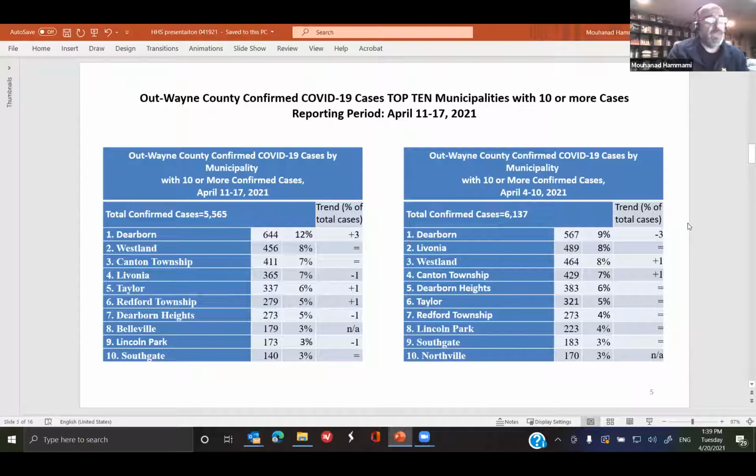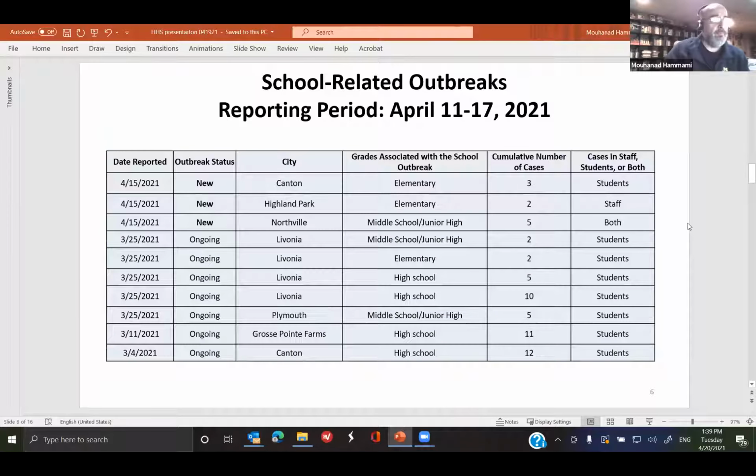3% each. And then as far as the school-related cases or outbreaks, there were 3 new ones this week. Those that were are still ongoing. The outbreak happened in previous weeks, but we're still following up on that. But those 3 that happened this week, as you can see, they were reported on April 15th, are in Canton, Highland Park, and Northville. 2 of those are in elementary school and 1 is in a middle school.